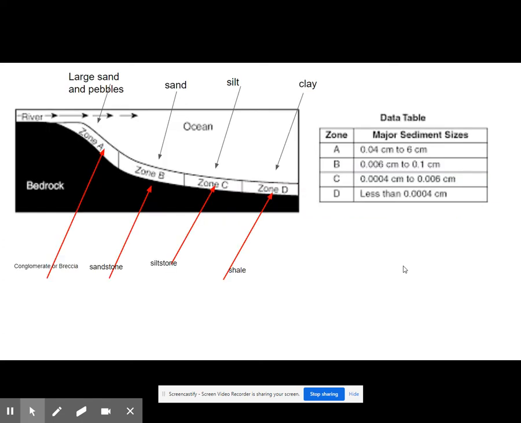So now what we find over time is that the clay area, for instance, will turn into shale, and the silt will turn into a rock called siltstone, and the sand area will turn into sandstone. And then we have the large sand and pebbles that will give us the type of rock called conglomerate or breccia.